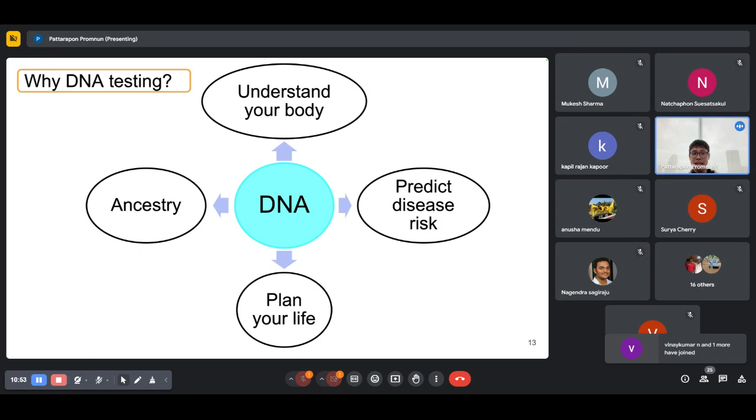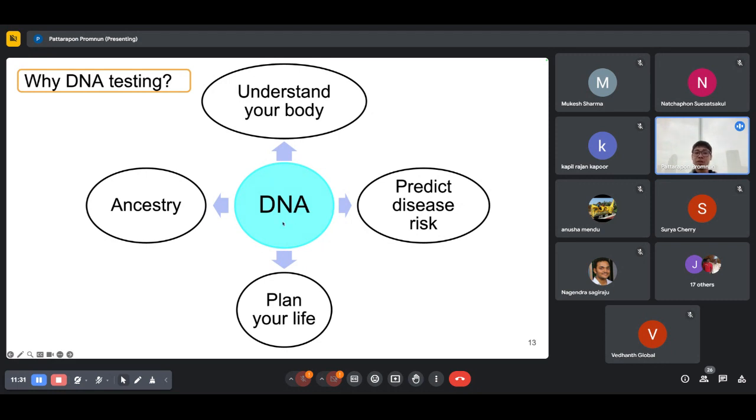So why do we have to test DNA? Like I say, DNA can influence our traits, right? So it can give a better understanding of our body, our characteristics, and also predict your disease maybe in the future. Altogether, it is for planning your life. If you have a higher chance to get a disease, you may take treatment or consult with the doctor carefully and frequently, so we can go for advanced prevention of the risk of the disease.